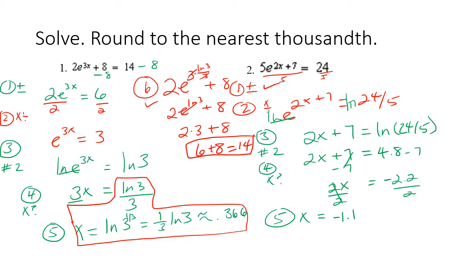Okay, so in step 6, we're going to check ourselves. So we have 5e to the 2 times negative 1.1 plus 7. We want to know, what does that equal?